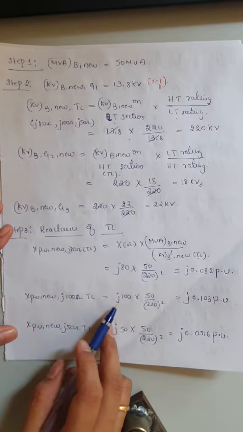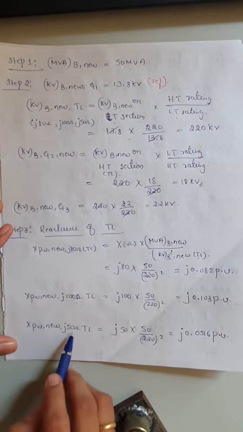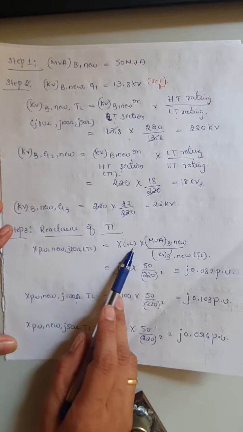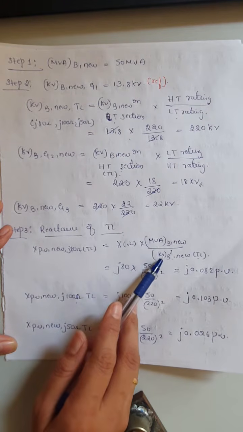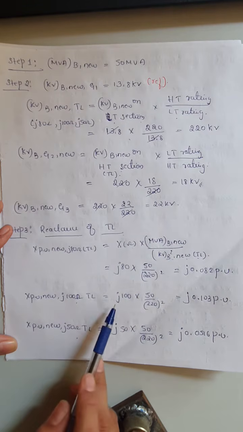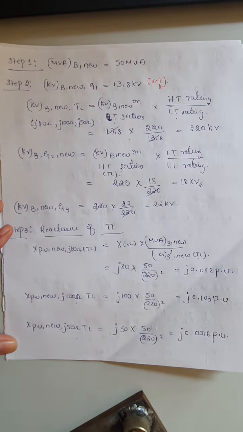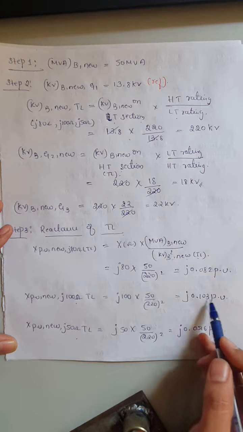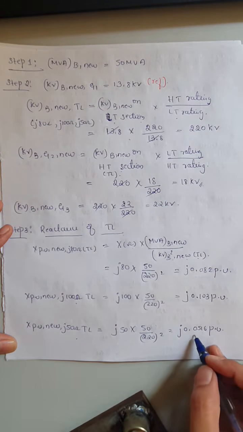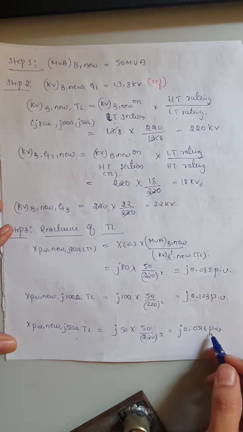Next, similarly we'll do it for the J150 ohm transmission line. In the same way I have done the calculation for 150 ohm using this formula. Only the X in ohm value will change, and the MVA base new and kilovolt base new for the transmission line will remain the same. Now for J100 ohm we'll get the answer as J 0.103. Similarly for the J50 ohm transmission line we'll get the answer as J 0.0516 per unit. So this completes step 3.